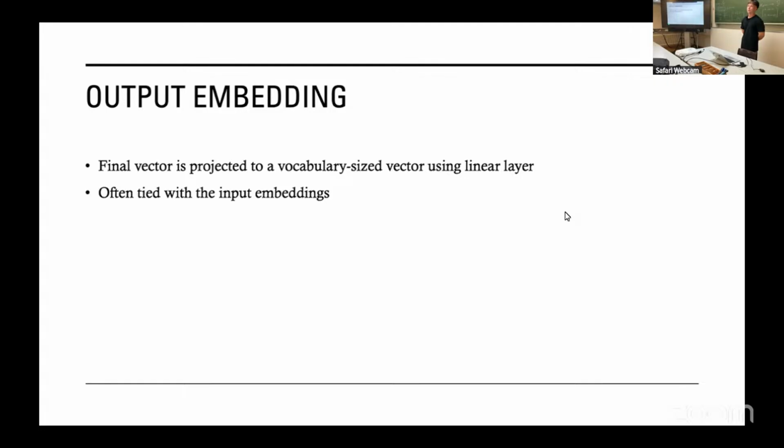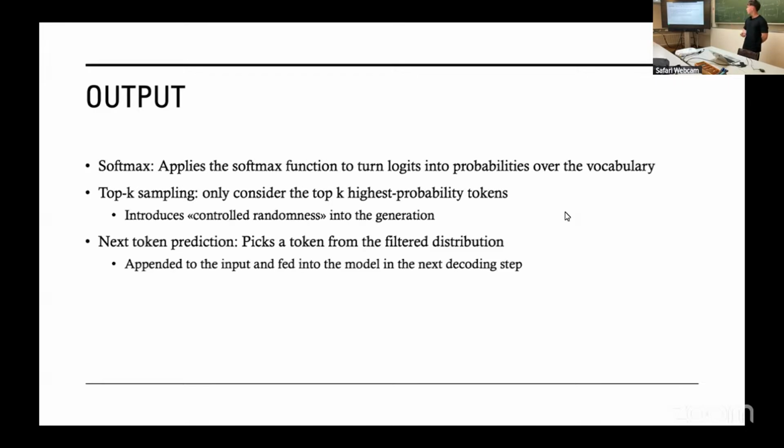Then the output embedding: the final vector is projected onto a vocabulary-sized vector. And it's often tied with the input embeddings. And afterwards, we apply a softmax function. Maybe you can remember at the beginning, on the second slide, each word of the decoding stage had a probability distribution. This is because of the softmax function.